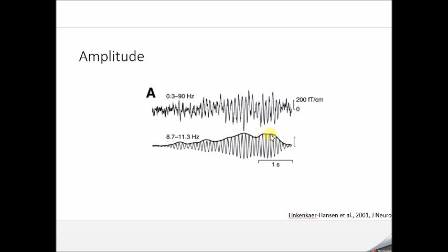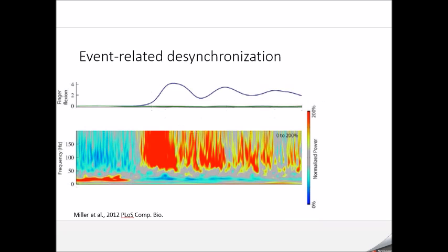That might have some physiological meaning that we're interested in, so we're going to go over how to calculate these amplitude changes. One example of an amplitude change is what's called an event-related desynchronization. On top here we have a plot of finger flexion. The blue trace is a measurement of how much the thumb of a person is flexing. Around this time point, the person starts moving their thumb. And in this case, that is the event that we're interested in.